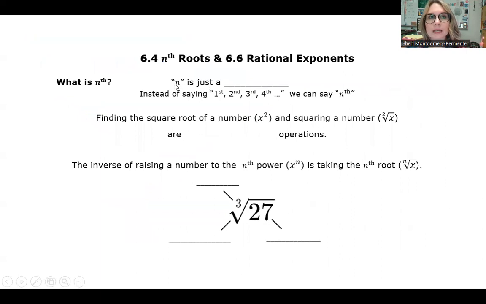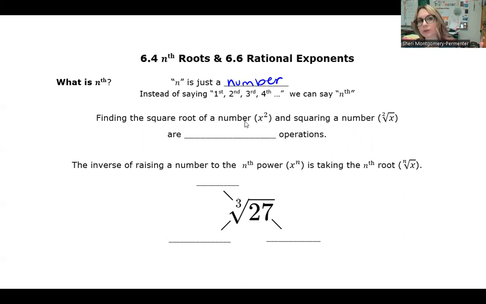So what is n for, like nth? n is just a number. It could be anything. So instead of saying the first, the second, the third, the fourth, you can say the nth, and it could represent any number. It could be the seventh of something. And so we could use it to represent either raising a variable to a power or taking some root.